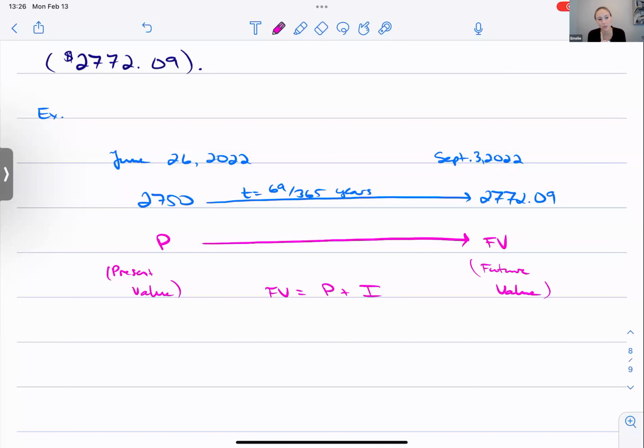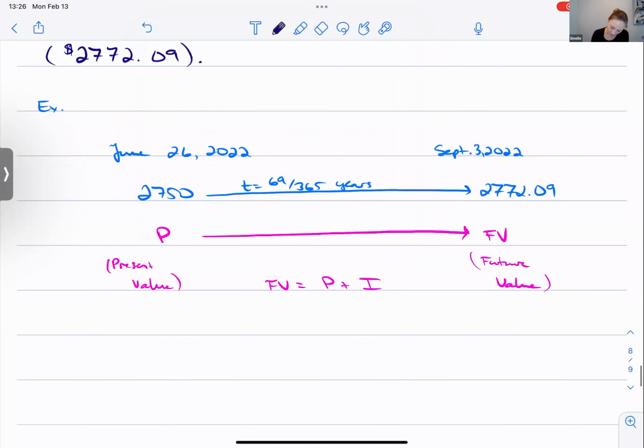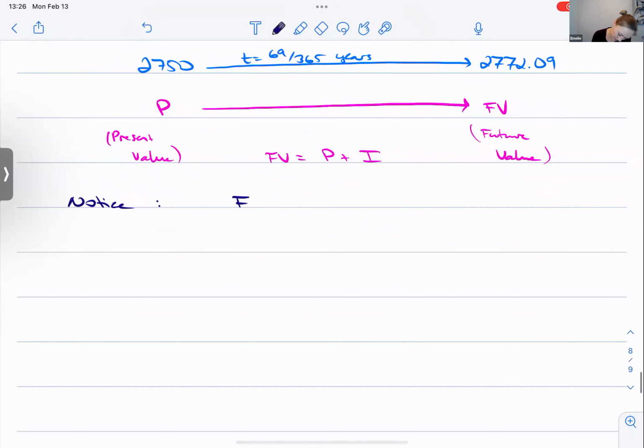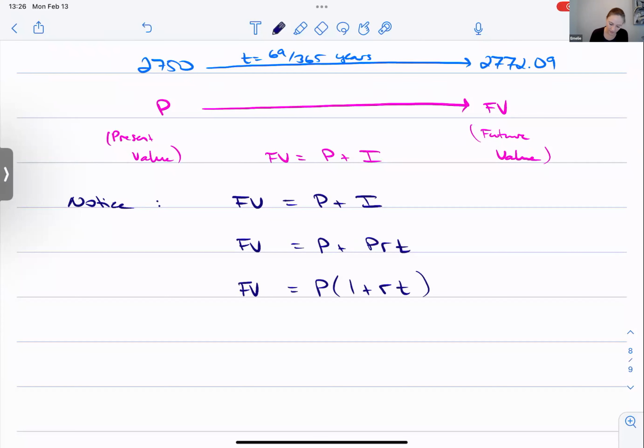Now, if we do a little bit of work, notice that the future value is P plus I, but we also have a formula for I, so how about we replace it with that? P plus PRT, right? I equals PRT. Now I have a common value of P here, so I can write the future value is P times 1 plus RT. Now this is on your formula sheet.